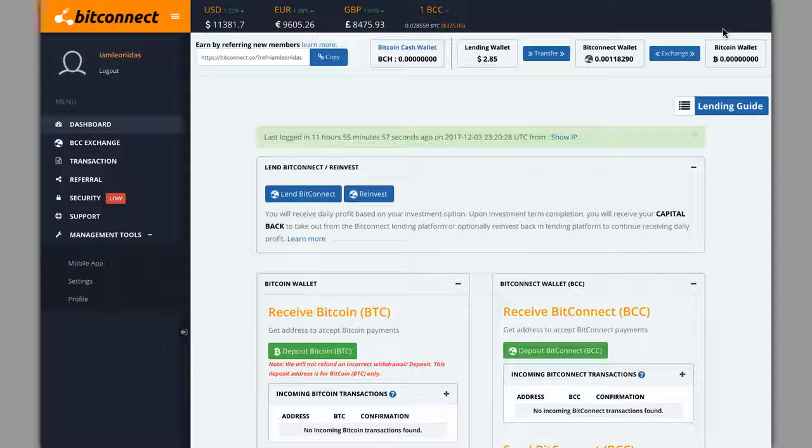Bitcoin is where it's at. Okay, I can buy some more Bitcoin.